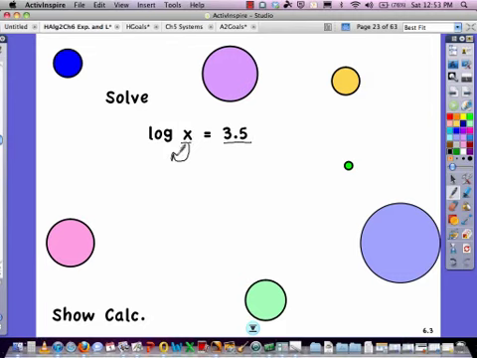Well, for most people's brains, that means 10 to the power of 3.5 is x. Now, granted, you cannot do that in your head, but if you went to your calculator and did 10 to the 3.5 power, you would get your answer, and it would definitely not be one of those powers of 10. And we would have to approximate it. So 10 to the power of 3.5, in this case, is 3,162.3-ish. Just done on the regular screen. That's just a powering key.